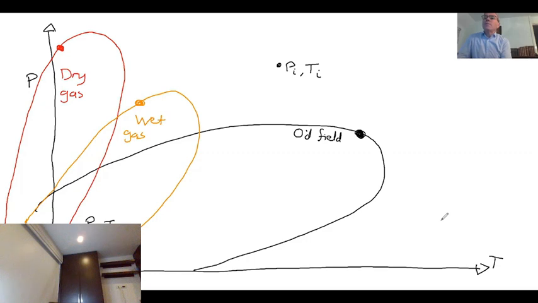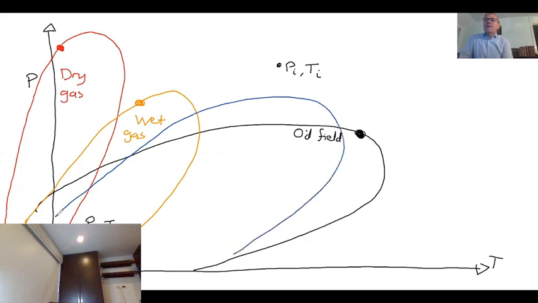Okay, I can't remember which colours we were using. So we're going to get something like that, and this is now where the initial conditions will hit the phase diagram, but the critical point is to the left. So this is a gas condensate. Okay. Now I'm going to do one other extreme.